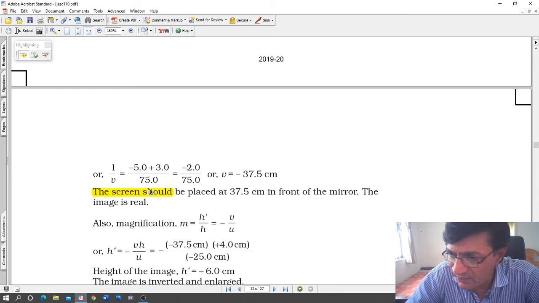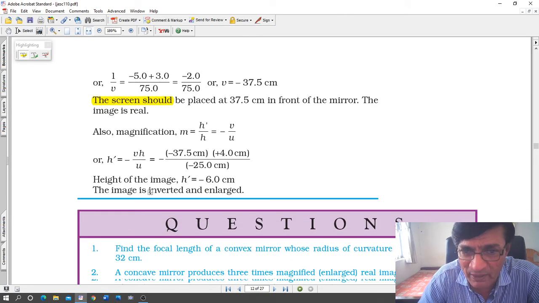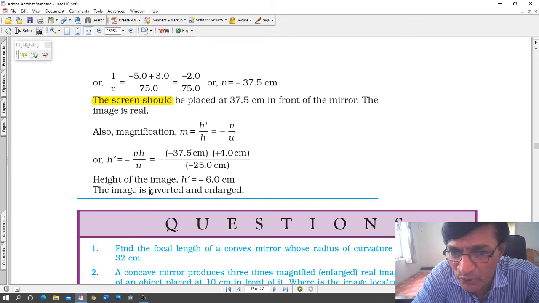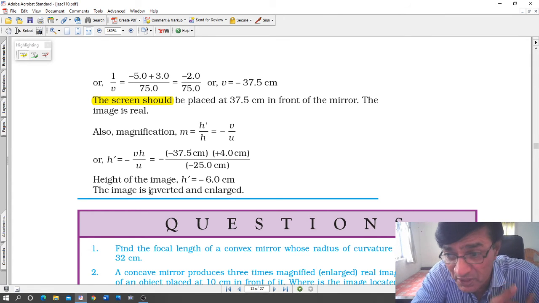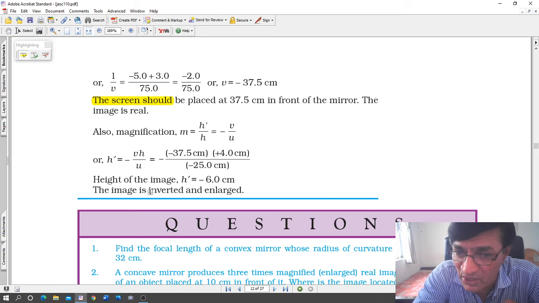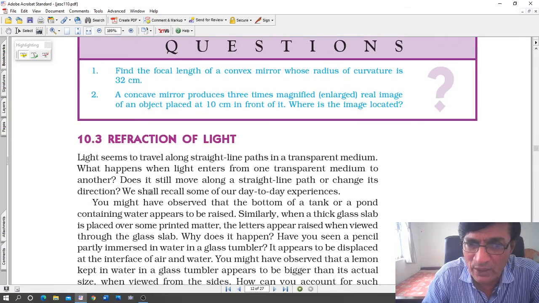The minus sign indicates on which side the image is formed: in front of the mirror, not behind the mirror. So obviously in this case the image will be a real image. If it's a real image, magnification should be negative. Magnification is minus v upon u, and you get minus 6. Minus 6 indicates that the image is real, inverted, and 6 times larger. So the minus sign means it is real and inverted. Once again, I will do these problems for you on the board, and you will understand them better.